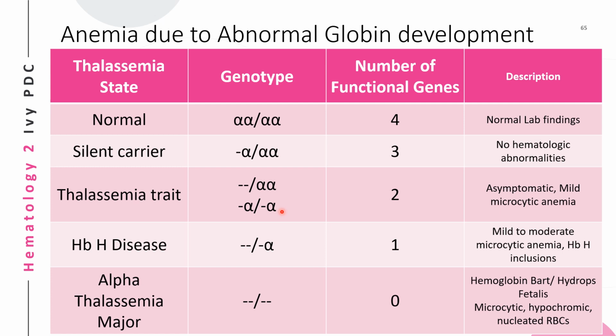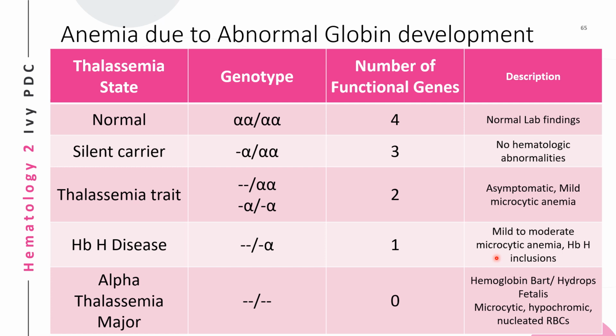Thalassemia minor exists in 2 forms, the homozygous and the heterozygous. This syndrome is asymptomatic and is characterized by mild microcytic anemia. The next one is hemoglobin H, where there is a deletion of 3 alpha globin genes, and only 1 alpha gene remains to produce the alpha chains. This is characterized by mild to moderate microcytic and hypochromic anemia with poikilocytosis, including target cells and other bizarre shapes.